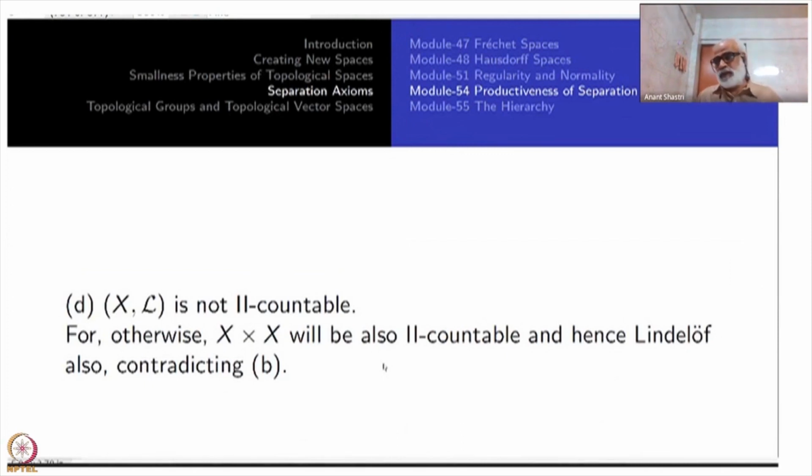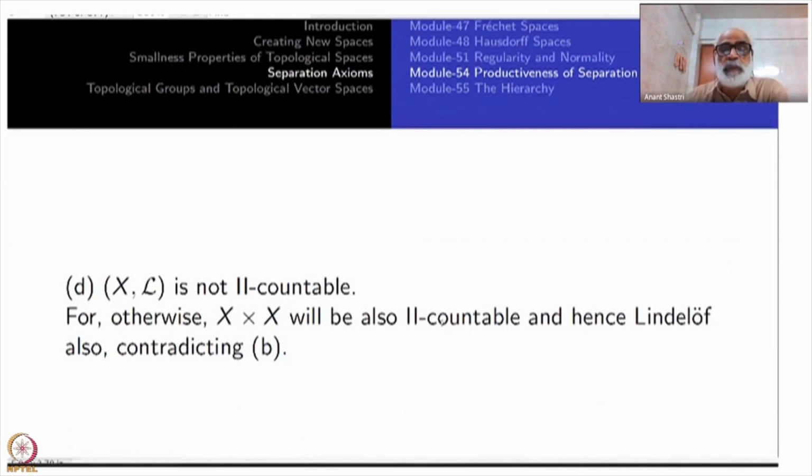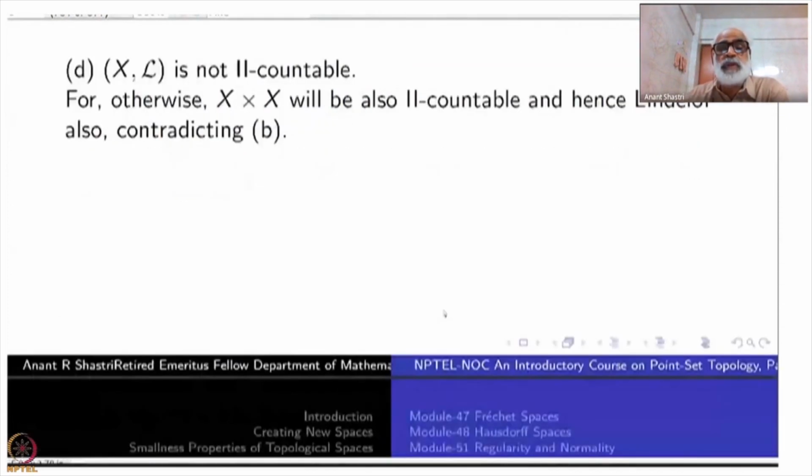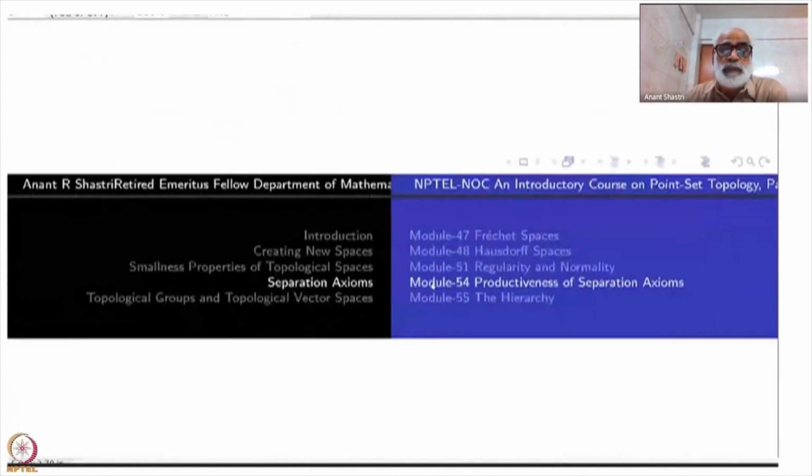Okay, finite productive. That you have also seen. But once X cross X is second countable, it will be Lindelof also. So that will contradict the previous observation that we have made. All right. So this is a space which is Lindelof but not second countable.